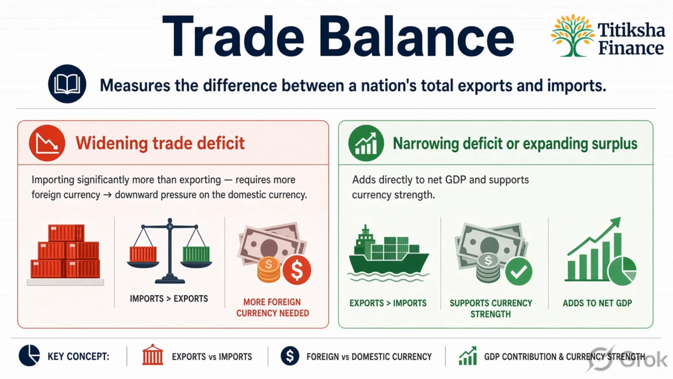It measures the difference between a nation's total exports and imports. A widening trade deficit means a country is importing significantly more than it exports, requiring more foreign currency, and putting downward pressure on the domestic currency. A narrowing deficit or expanding surplus adds directly to net GDP and supports currency strength.